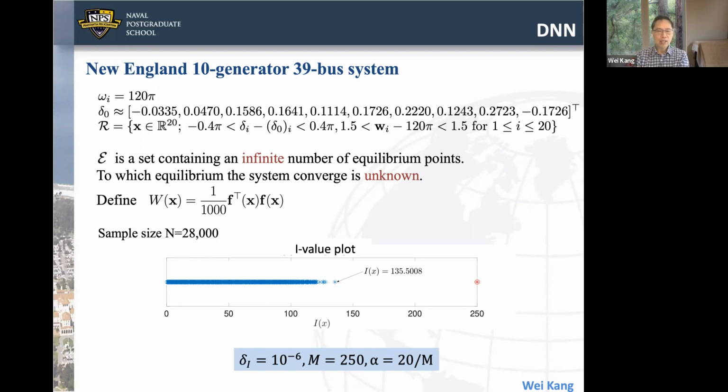Then I choose a domain of interest, and within this domain I generate about 28,000 sample points. Once again, I see a clear gap between 135 and beyond. So I can choose M to be 250, which is typically double or triple of this value, just to make sure you're far away. And then once again, I use 20 to define the boundary layer of domain abstraction.